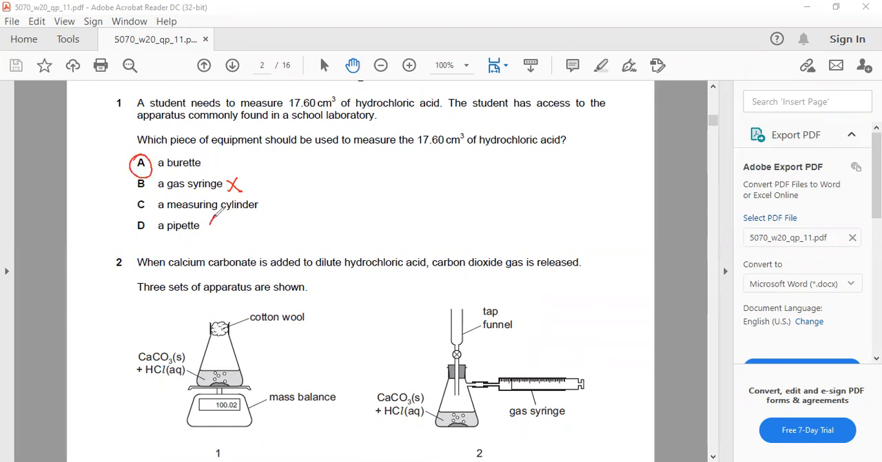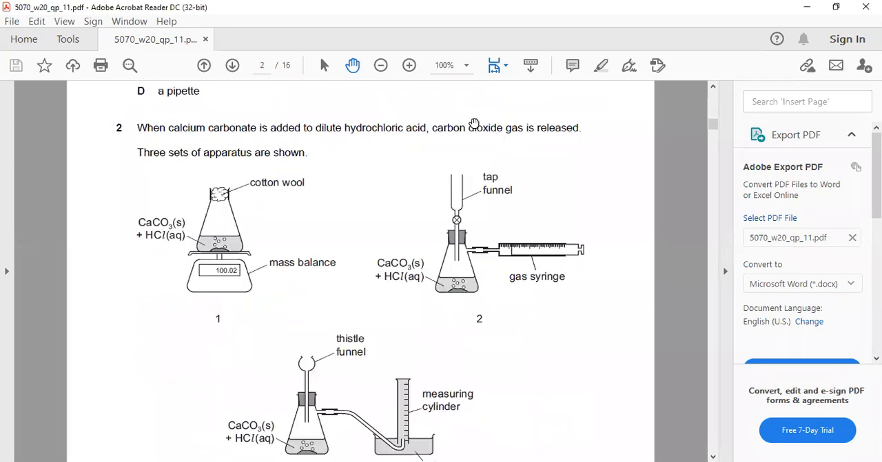A pipette is wrong because it has a specific capacity, in general the ones that we use, like 25 cm cube or 10 cm cube. There are pipettes which have graduations also, but we don't use those pipettes here. But that was not even very accurate. So the burette is very accurate, you can measure up to 2 decimal places. Okay. Question two.